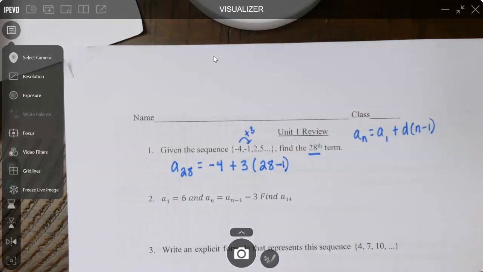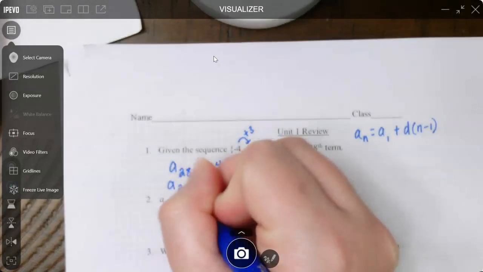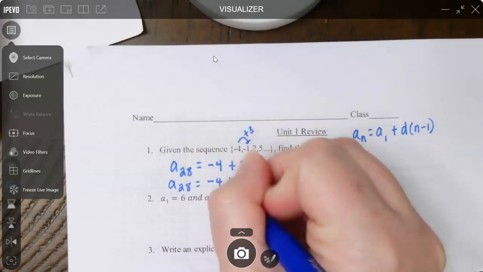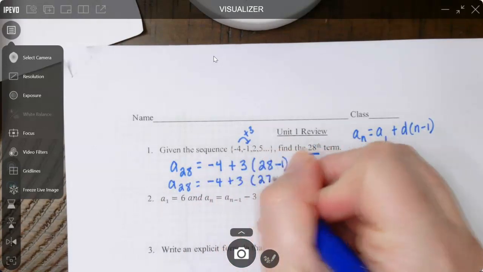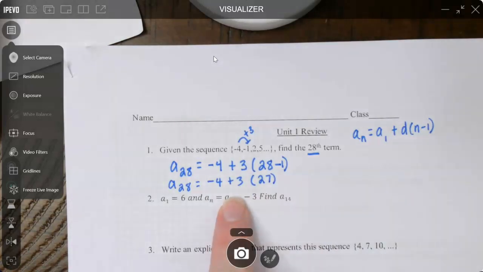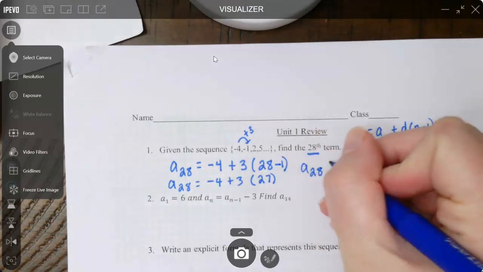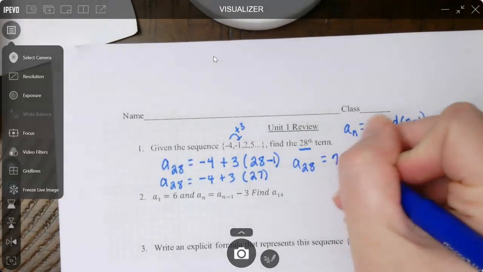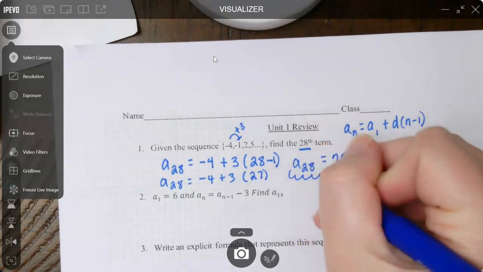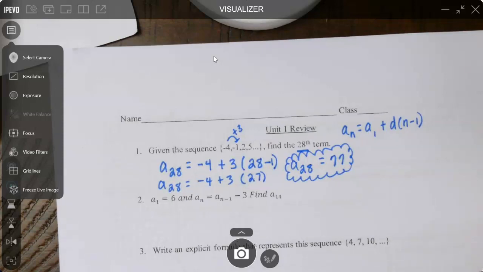To solve this, you just want to do what's in parentheses first. So this is going to be a sub 28 equals -4 plus 3 times 28 minus 1, which is 27. Okay, when you multiply 3 times 27 and you subtract 4, just going to save some time for us, you end up getting 77. So the 28th term is 77.